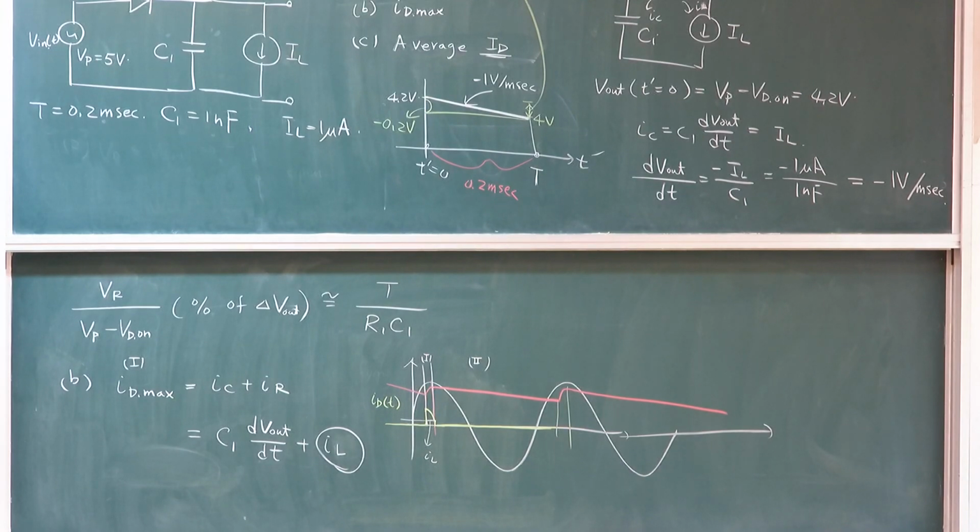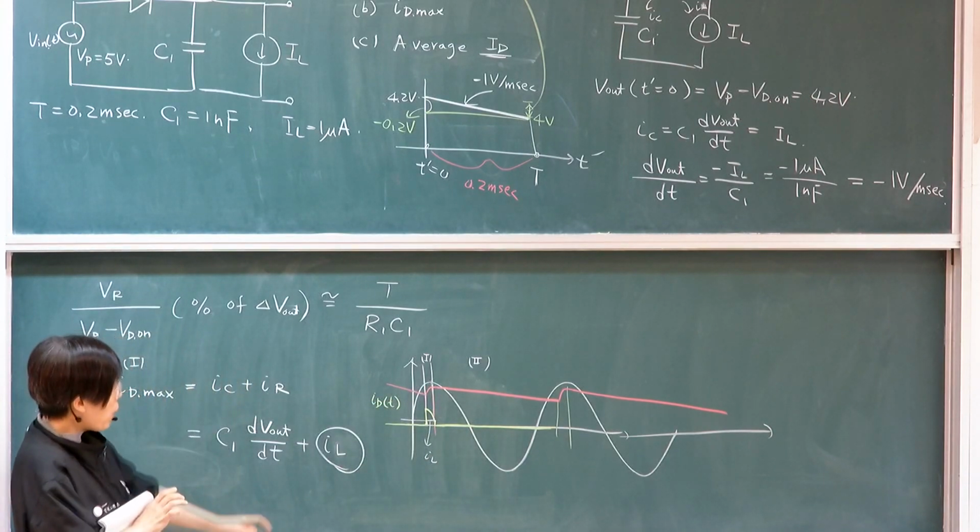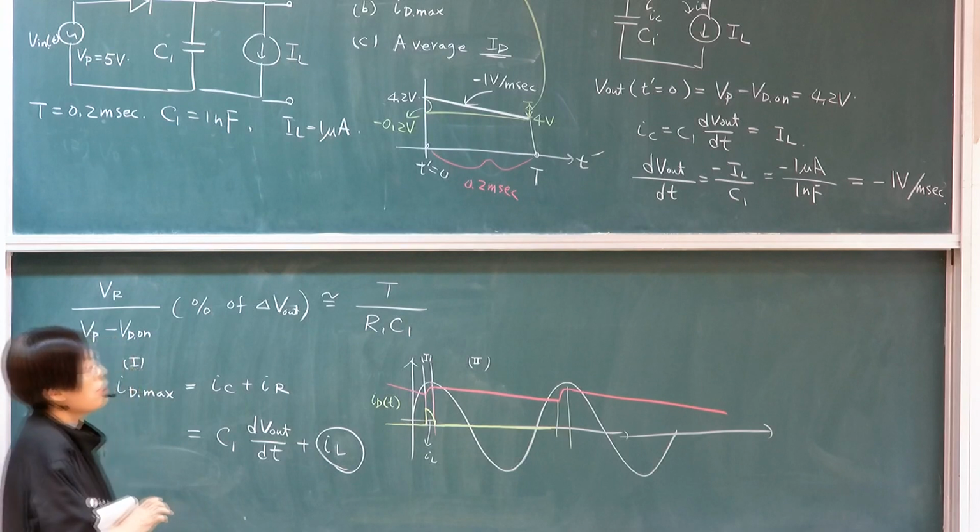So on the onset of turning on the diode, it will actually give you the peak diode current, and it will drop because it's a cosine. Cosine will drop from this peak level, and back to only I load. Okay?